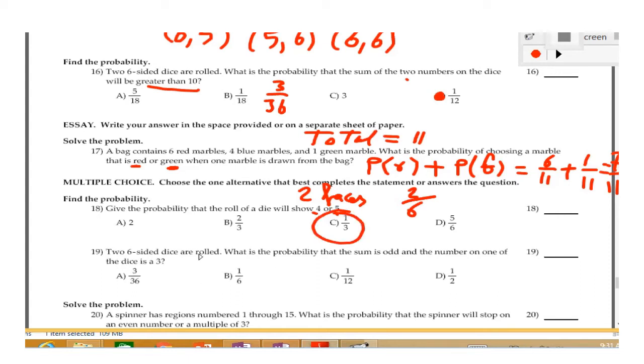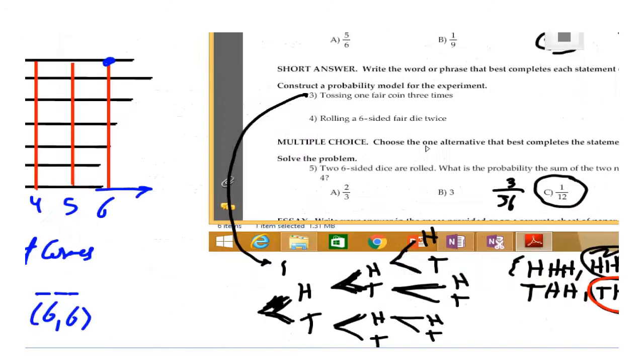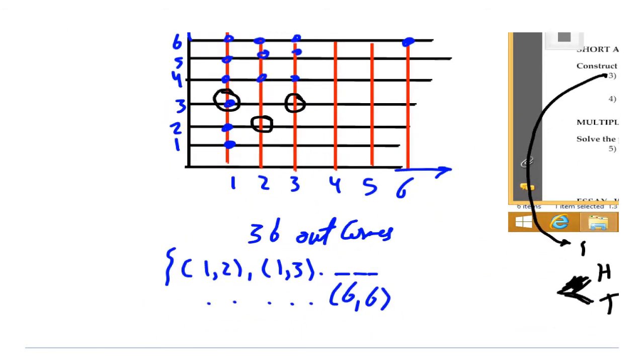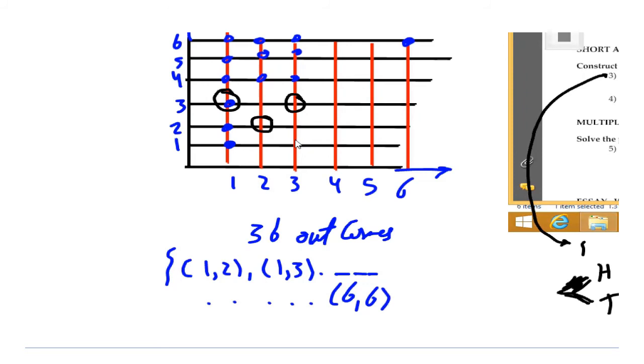Number 19, two six-sided dice rolled. Rolling two six-sided dice means the outcomes are out of 36. What is the probability that the sum is odd and the number on one of the dice is 3? So let's go back to the net that we drew. Now, 3 is one of the faces, right? So 3 and 1, the sum is 4. But 3 and 2, the sum is 5. So here's 1. 3 and 3, sum is 6. 3 and 4, sum is 7. 3 and 5, sum is 8. 3 and 6 is 9.